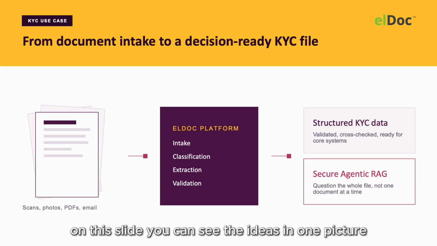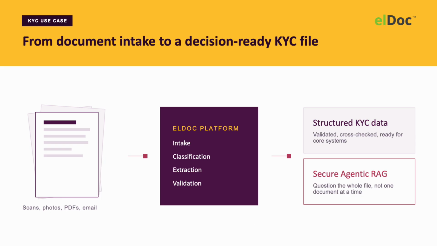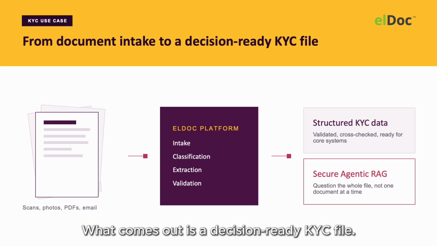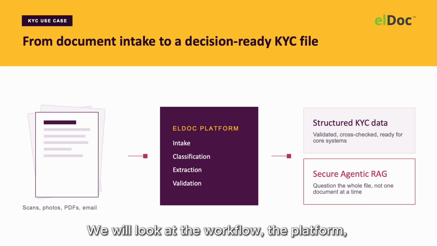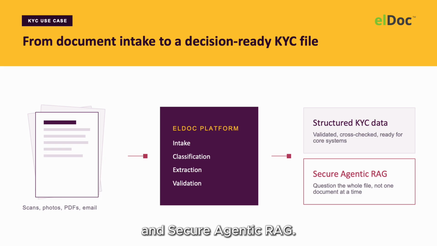On this slide, you can see the idea in one picture. Every document the customer sends goes into one automated channel. It is classified, extracted, validated, and cross-checked. What comes out is a decision-ready KYC file. We will look at the workflow, the platform, and Secure Agentic RAG.